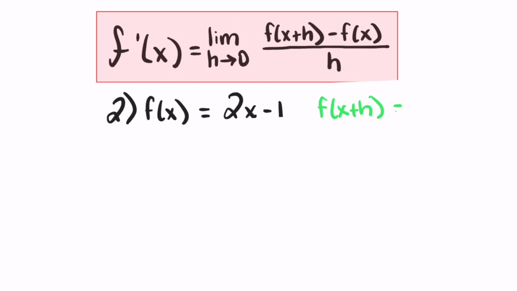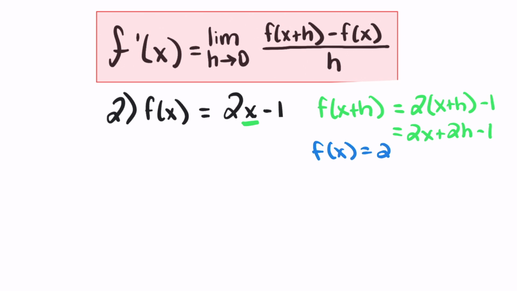So jumping right in, f of x plus h. Like I said, we're going to plug x plus h in every time we see an x. So 2 times (x plus h) minus 1. That simplifies down to 2x plus 2h minus 1. And like I said, f of x simply equals the problem statement. It's given.